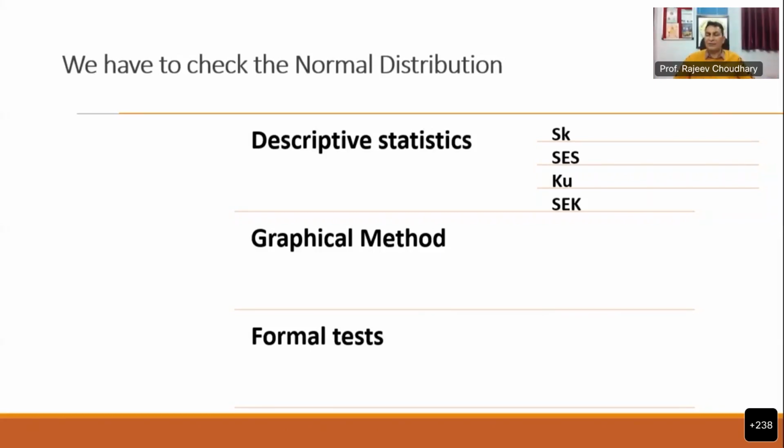But there is a thumb rule. If the value of skewness as well as the value of kurtosis is between -1 and 1, it means the data is normally distributed. The second one is a graphical method.